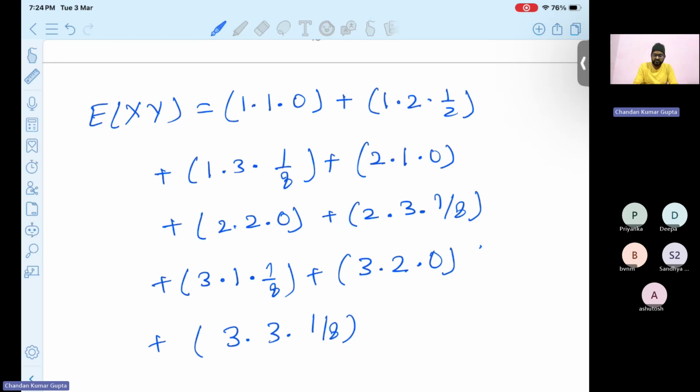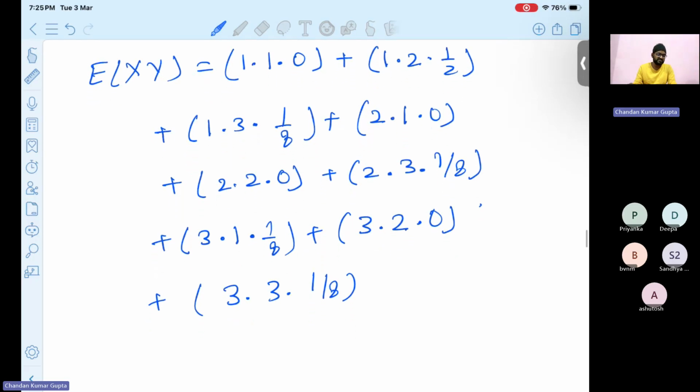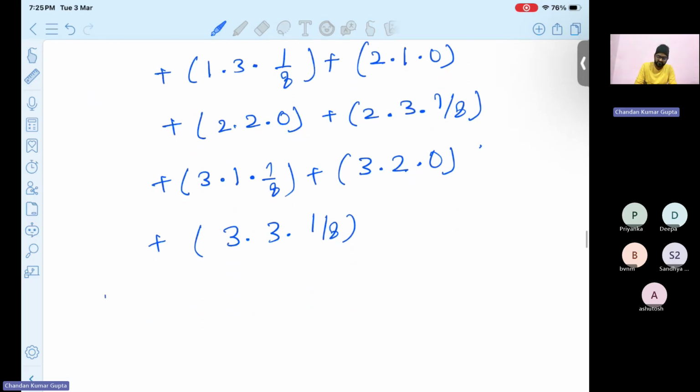Just simple. The first value is the x value, the second value is the y value, and the third value is nothing but the joint probability of x and y. So yes, you may solve this, and you will find the expected value of xy comes out to be 29 upon 8.